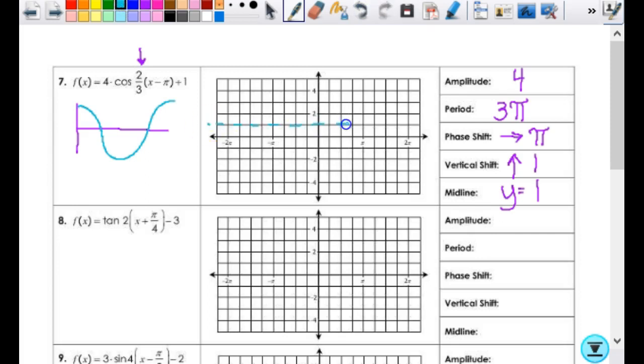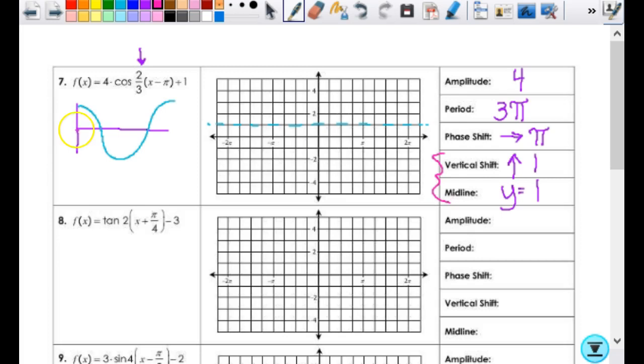Draw and sketch in my midline. The way I would start is just pretend like the midline is the x-axis. When you do that, these two things right here are automatically taken care of. You just change what your x-axis is.